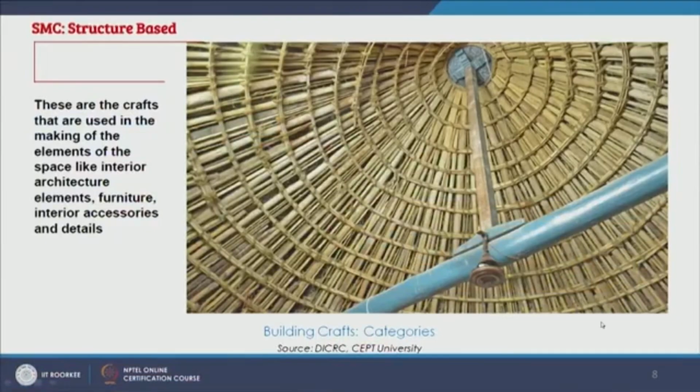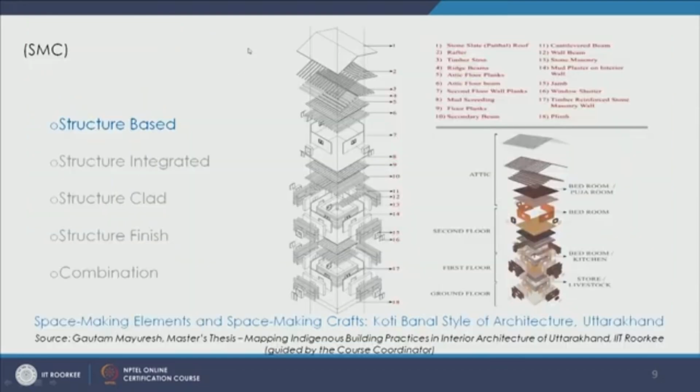So here if we see the use of bamboo, this is structural, this is completely a structure which is created out of it, and it's not any ornamentation or surface treatment. Here if we see this drawing, this is the exploded view of Koti Banal style of architecture from Uttarakhand, and these are drawings of one of the residences, the dwelling unit. And we see here a lot of different space making elements which have been listed down.